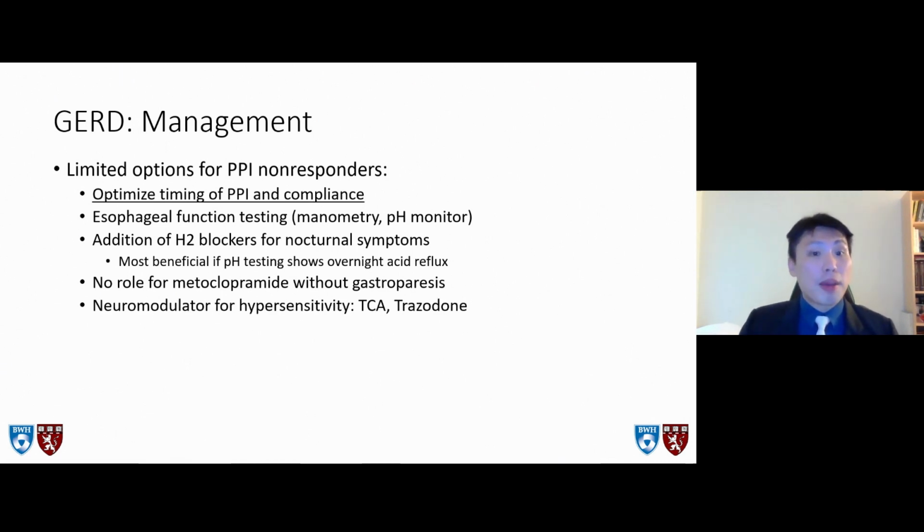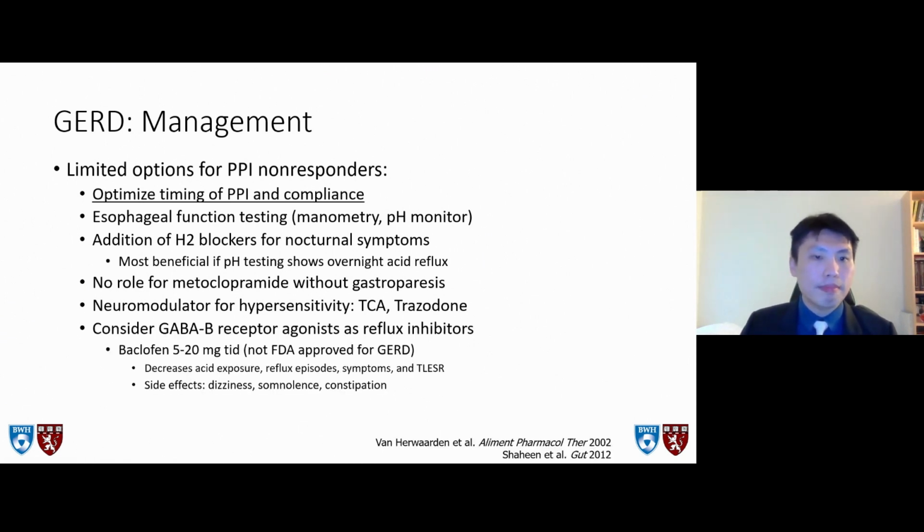Some neuromodulators might be helpful if you think patients might have hypersensitivity to reflux, such as TCA. And you may also consider a GABA B receptor agonist as a reflux inhibitor, such as baclofen. Baclofen has been shown to decrease acid exposure, decrease reflux episodes, decrease transient lower esophageal sphincter relaxation, and increase lower esophageal sphincter pressure, thereby helping reflux symptoms. Although the use of baclofen is often limited by side effects such as dizziness and somnolence.